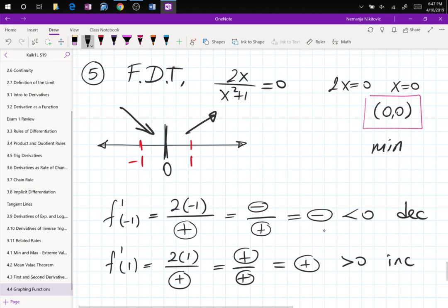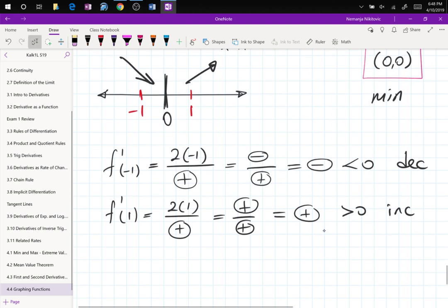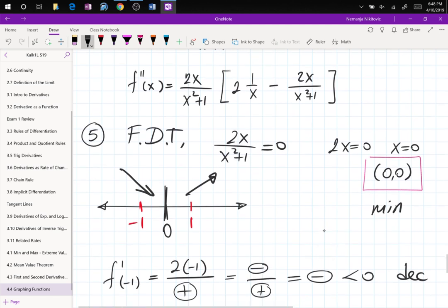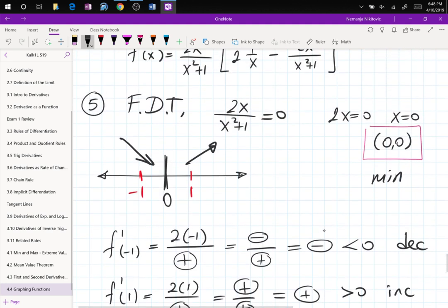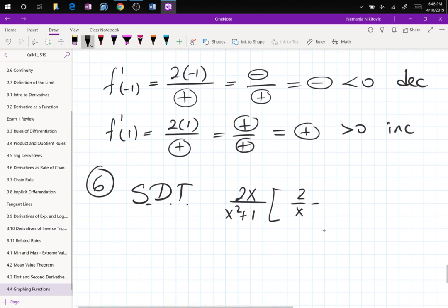Such an awesome, quick, smooth calculation, right? Well, okay, now we have an inflection point to make up for it. So, second derivative test: 2x over x squared plus 1 times 2 over x minus 2x over x squared plus 1, equal to 0.